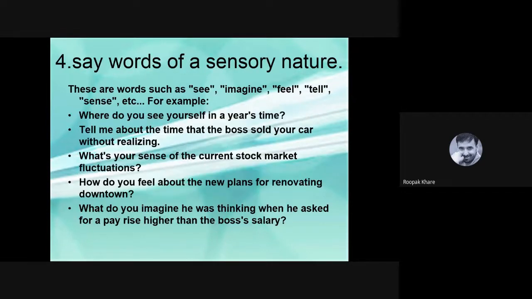Point number 4. Say words of sensory nature. Oh, I see. Oh, I imagine that. I feel, I tell, I sense. All these words will help you connect with that other person very easily.